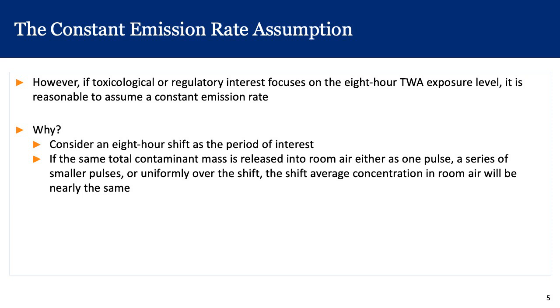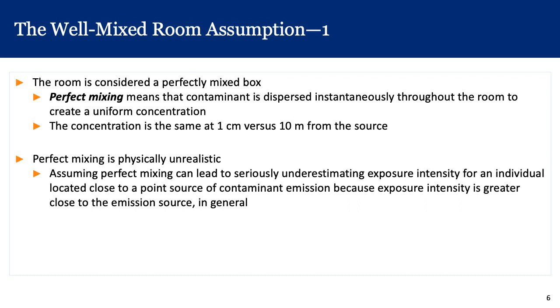If we consider an 8-hour shift as the period of interest, and if the same total contaminant mass is released into the room air either as one pulse, a series of smaller pulses, or uniformly over the shift, the average concentration will be the same. The other assumption that this model makes is that the room is considered a perfectly mixed box. So perfect mixing means that the contaminant is dispersed instantaneously throughout the room to create a uniform concentration.